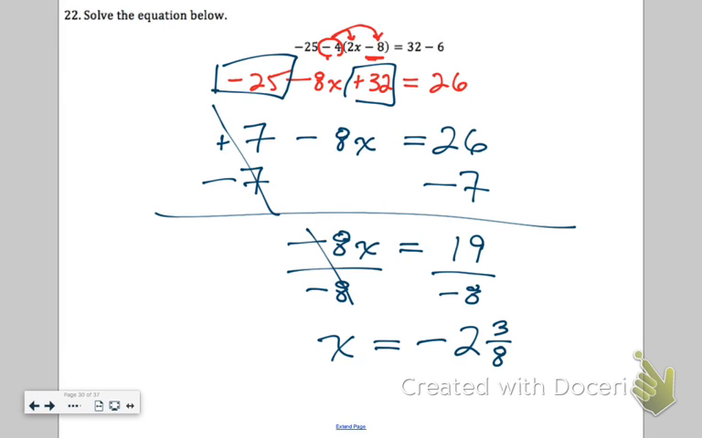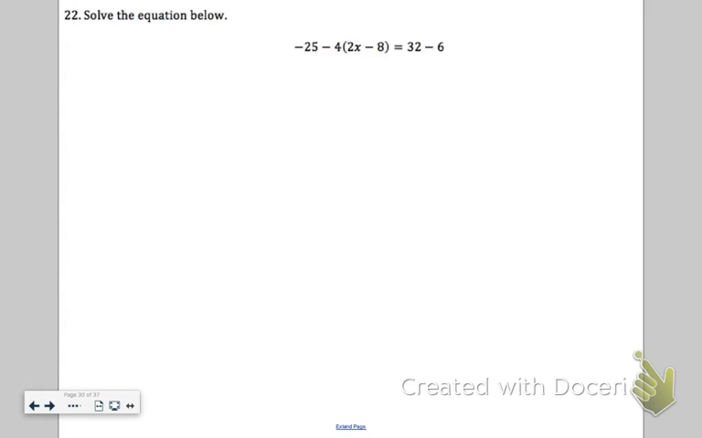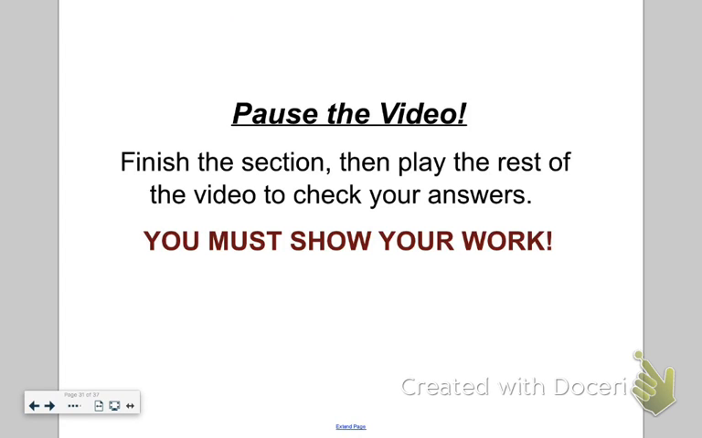8 goes into 19 twice with 3 left over. So that's 2 and 3/8. And remember it was a positive divided by a negative, so our answer should be negative. Alright. So pause the video now. Hopefully you guys are good with that and can have some success with the next two problems.